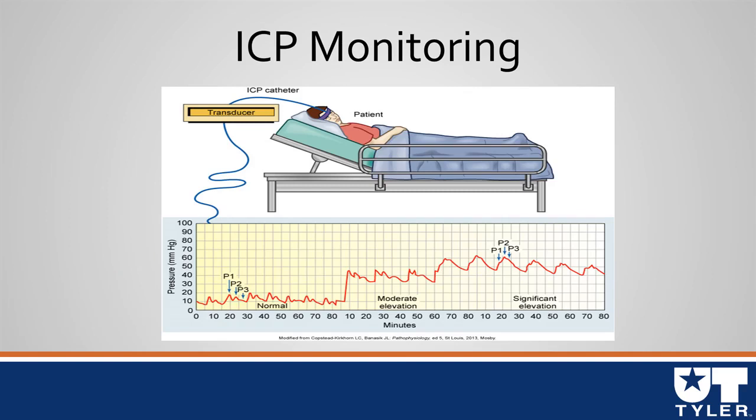The normal ICP waveform has 3 phases. When the ICP is normal, phases P1, P2, and P3 will resemble a staircase. As the ICP increases, P2 will rise above the P1, indicating poor ventricular compliance.